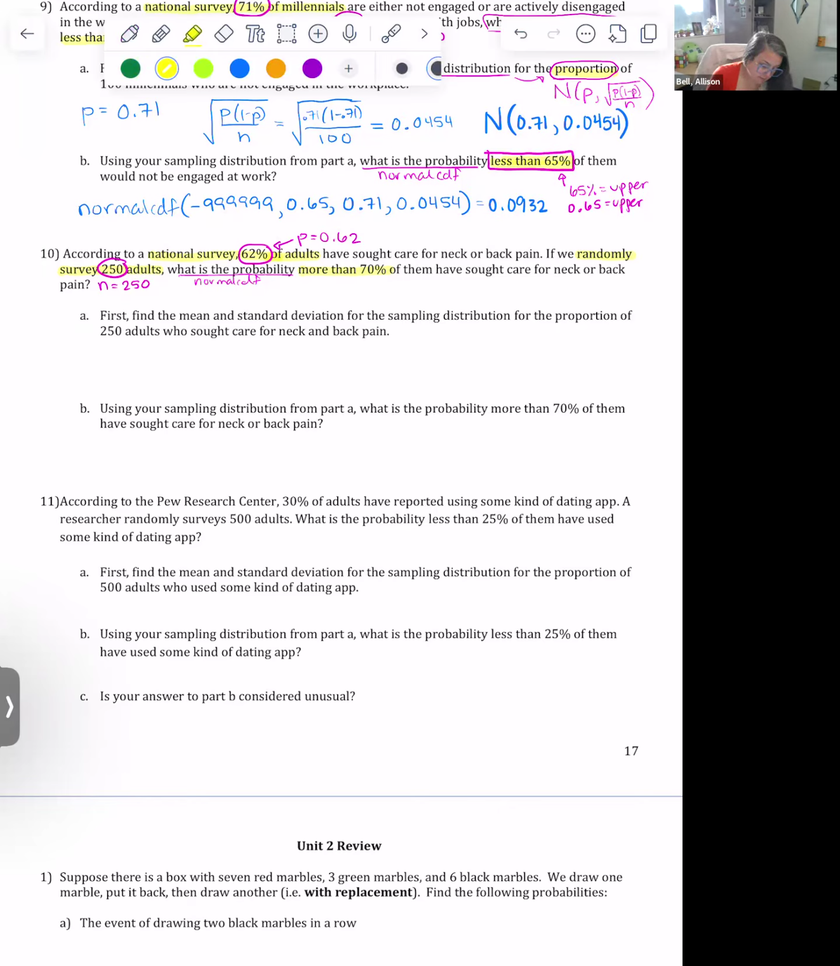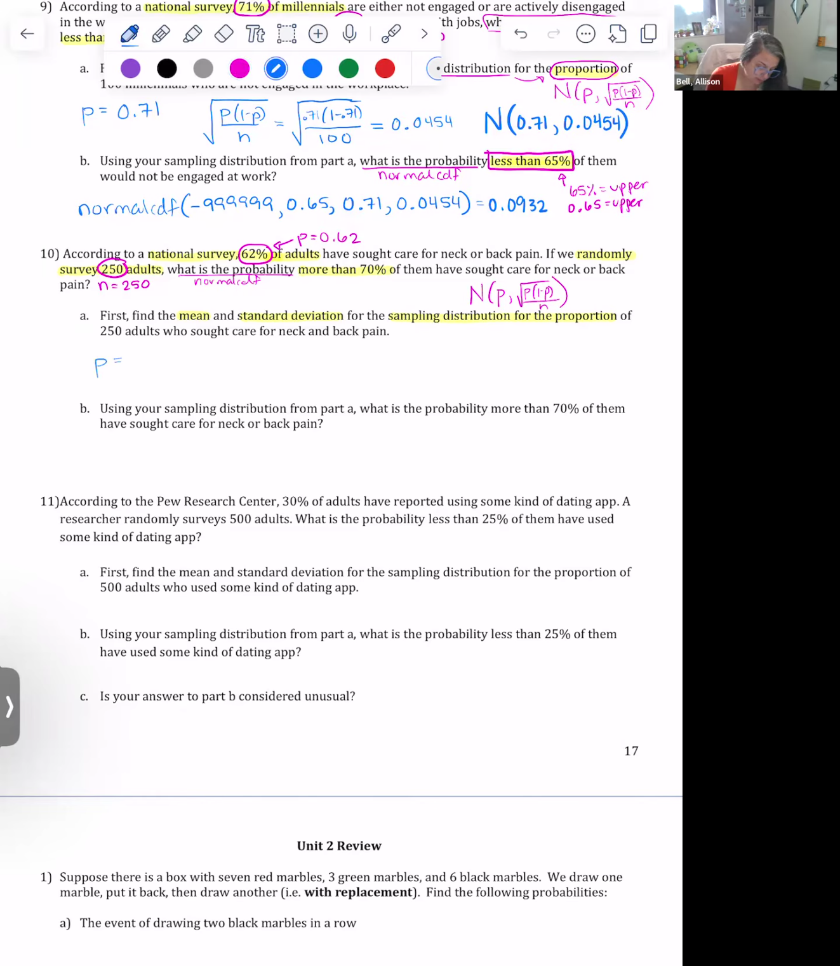In part A, it says, first, find the mean and the standard deviation for the sampling distribution for the proportion. So as a reminder, the sampling distribution for the proportion is the normal model where P is the mean, and the square root of P times 1 minus P all over N is the formula to compute our standard deviation. So let's find those two values so we can put them all together for the normal model.